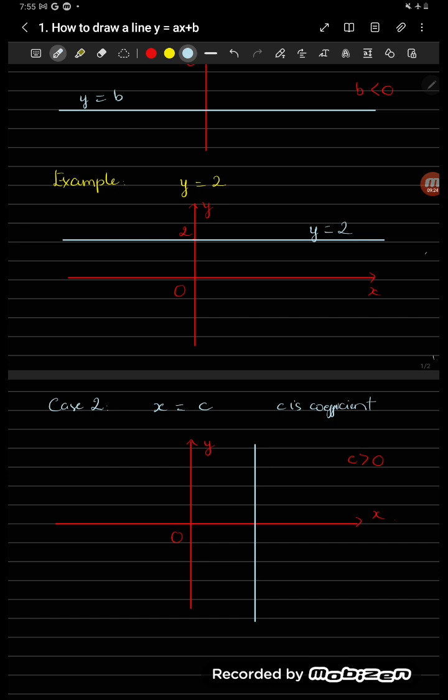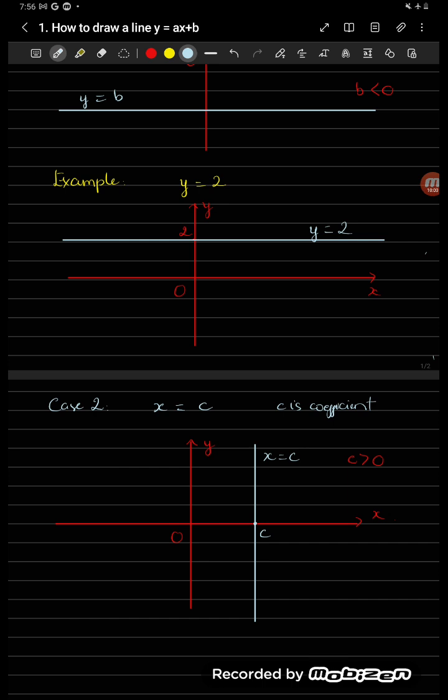So this one is the line x equal to c. It is a line parallel with OY on the right side of OY because c is greater than 0. C is positive, and it crosses the OX at x equal to c. So this point is x equal to c.